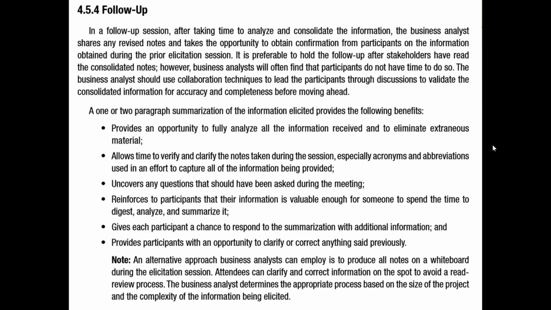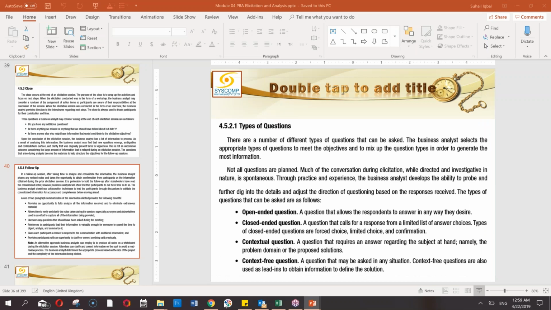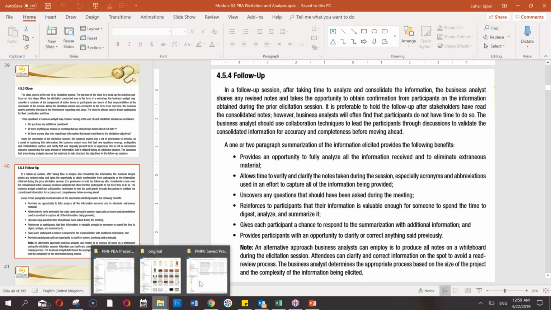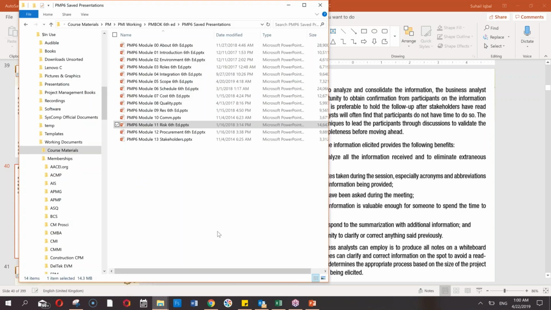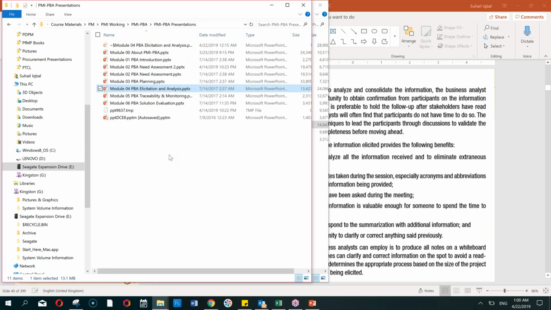But if you look at, you see, once we were doing the need assessment, we were just trying to create a business case, right? Then we were doing planning. We did not collect any information during planning, right? So we planned the next three steps. Number one, elicitation and analysis, how it will be traced and monitored, and how the solution will be evaluated. This whole plan we have created with the stakeholders.